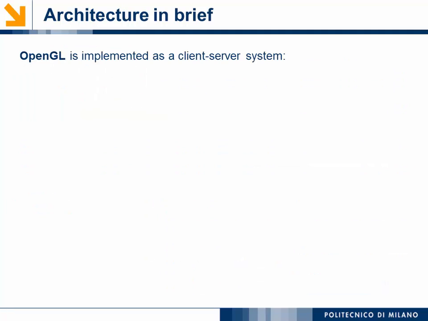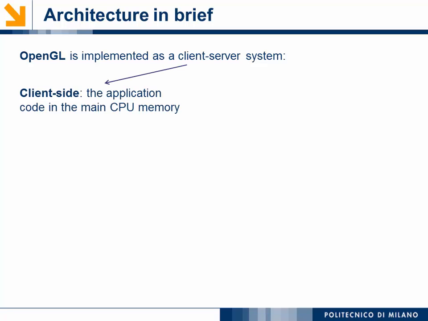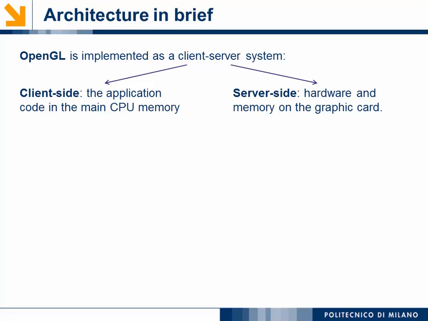OpenGL, just to give you a brief overview of the overall architecture, is implemented as a client-server system. So we have a client-side part of the code, which is the application code, and it resides mainly in CPU memory. It's something that is handled by the CPU and the main processor, and a server side. Here we have all the operations concerning directly the rendering pipeline, and of course they are handled by the graphic card.